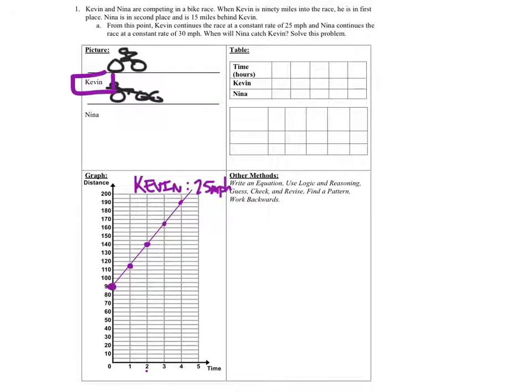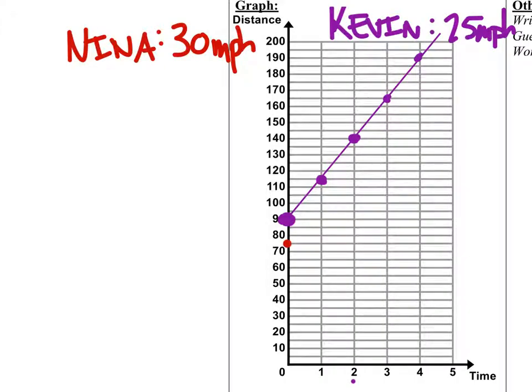All right. Well, right here, I've got Nina. I'm going to put her line in red. And we know that she's biking at 30 miles per hour. But if she's 15 miles behind Kevin when he's gone 90 miles, how far has she gone? 75, right? So I'm going to put a point at our y-intercept, which would be 75, about right there. And remember, she's at 30 miles per hour. So we do have that y-intercept there at 75.